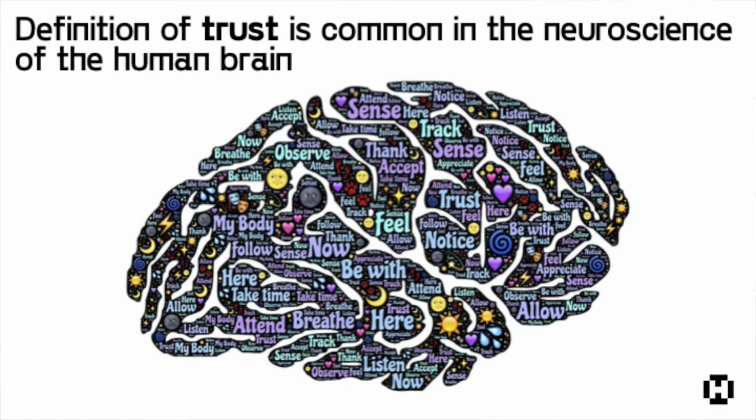So when we look at the definition of trust and the neuroscience of the human brain, there are some really common languages and common words that appear across all humans. Now, these words will resonate with you. I want you to think about the words that resonate when you're thinking about a brand that you really trust or a company that you really believe within.